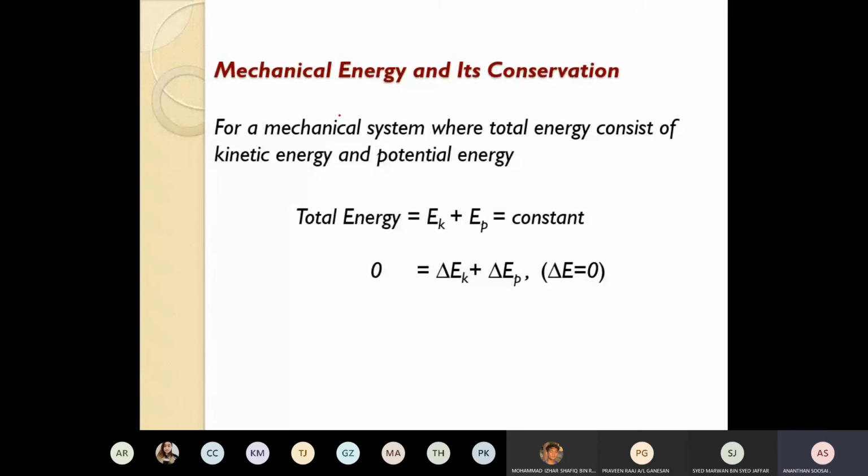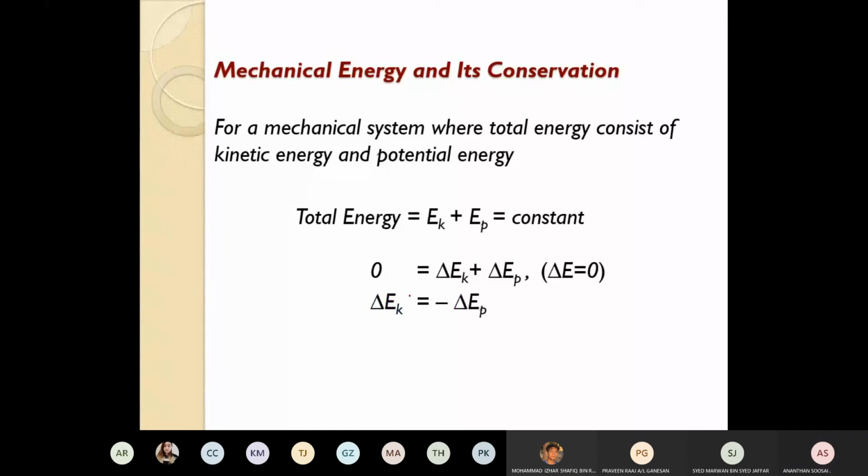So if the trolley rises a certain height and gains potential energy of 10 joule, it means it loses kinetic energy of 10 joule, with no air resistance involved. With no air resistance, the trolley doesn't have any external force, like an engine. Then mechanical energy is conserved.